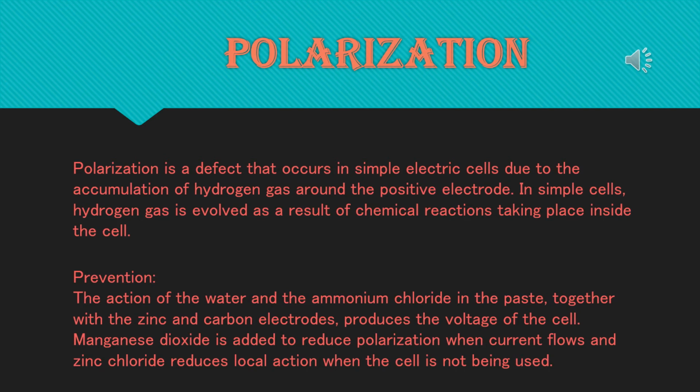Prevention of this polarization is the action of the water and the ammonium chloride, that is NH4Cl, in the paste together with the zinc and carbon electrodes, which produces the voltage of the cell. Manganese dioxide, that is MnO2, is added to reduce polarization when current flows, and zinc chloride, that is ZnCl2, reduces local action when the cell is not being used. You will understand this prevention of polarization method in the next two slides, because it's a prevention of dry cell polarization also.